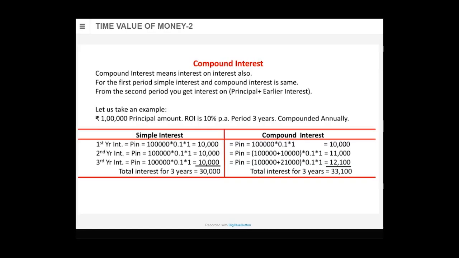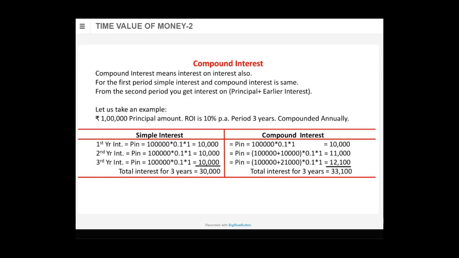Rupees 1 lakh, a principal amount. Rate of interest 10% per annum. Period 3 years. Compounded annually. In compound interest, you will have this word called compounded. Every time it's not compounded annually; we'll come across that. Compounded annually, compounded half yearly, compounded quarterly. We'll come across that. Now, simple interest on the left hand side, say first year, simple interest will be PIN.